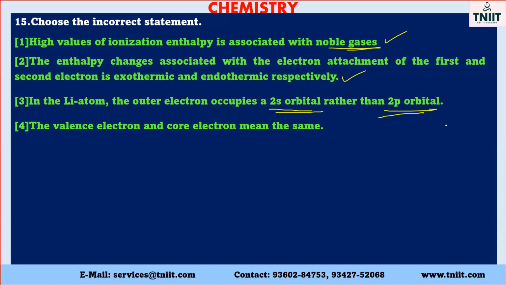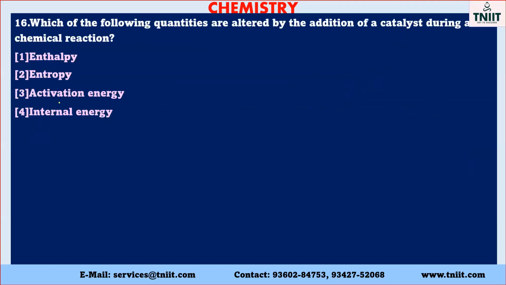Lithium atomic number is 3, so the electronic configuration is 1s2, 2s1. So 2s orbital rather than 2p. That is also right. The valence electron and core electron mean the same. Valence electrons mean outer orbital electrons. Core electrons will be inner orbital electrons. Therefore, they do not mean the same, so this is an incorrect statement. Answer is 4. They're asking to choose the incorrect statement.